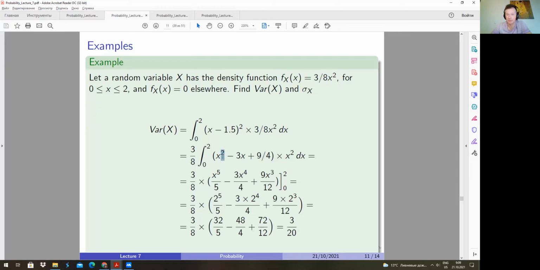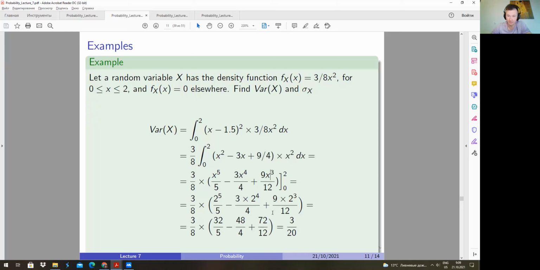So I just integrate each part separately. The integral of x to the power of 4 is x to the power of 5 over 5. Here it's 3x cubed, and the integral of this is 3x fourth over 4. And then it's 9/4 x squared, which gives 9/12 x cubed.